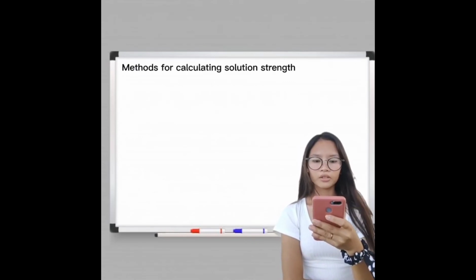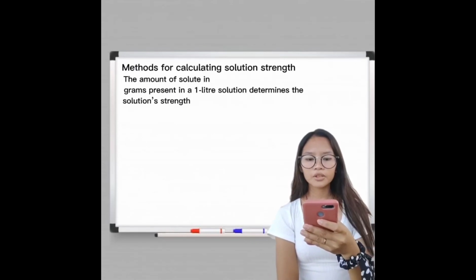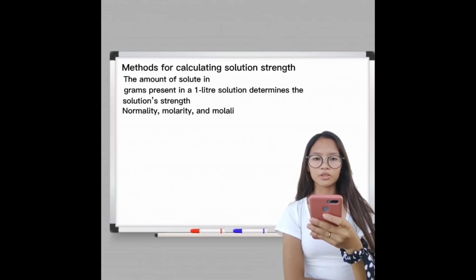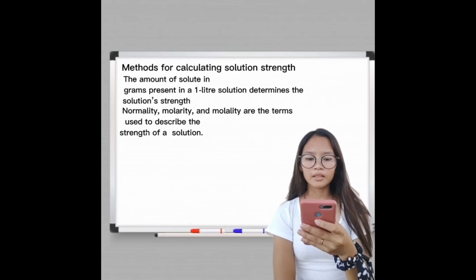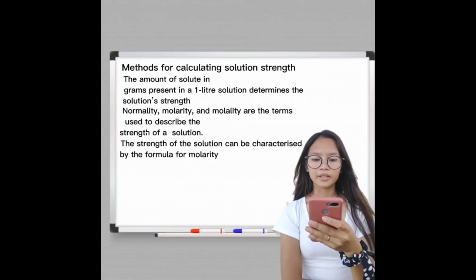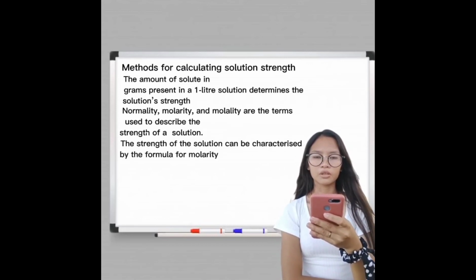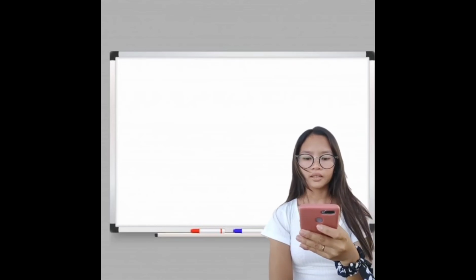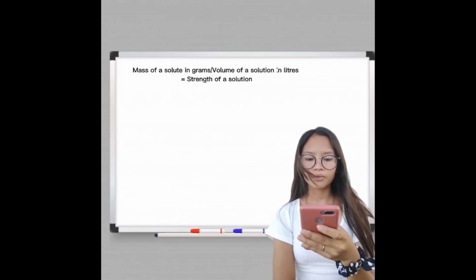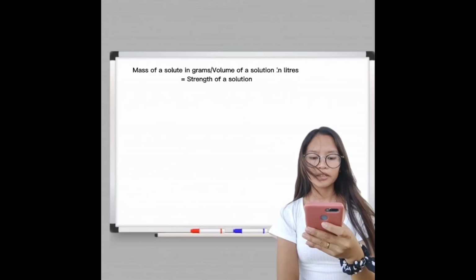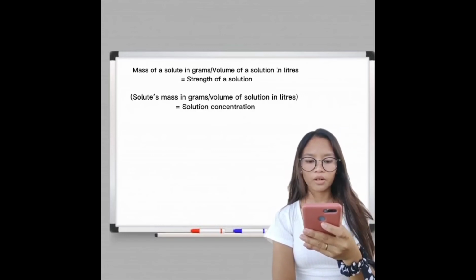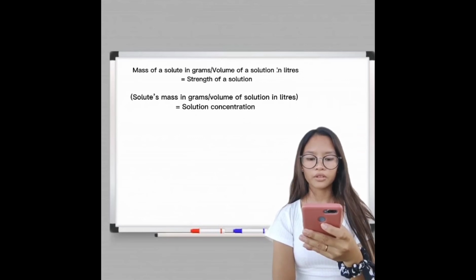Methods for calculating solution strength. The amount of solute in grams present in a 1 liter solution determines the solution strength. Normality, molarity, and molality are the terms used to describe the strength of a solution. The strength of the solution can be characterized by the formula: mass of solute in grams over volume of solution in liters.